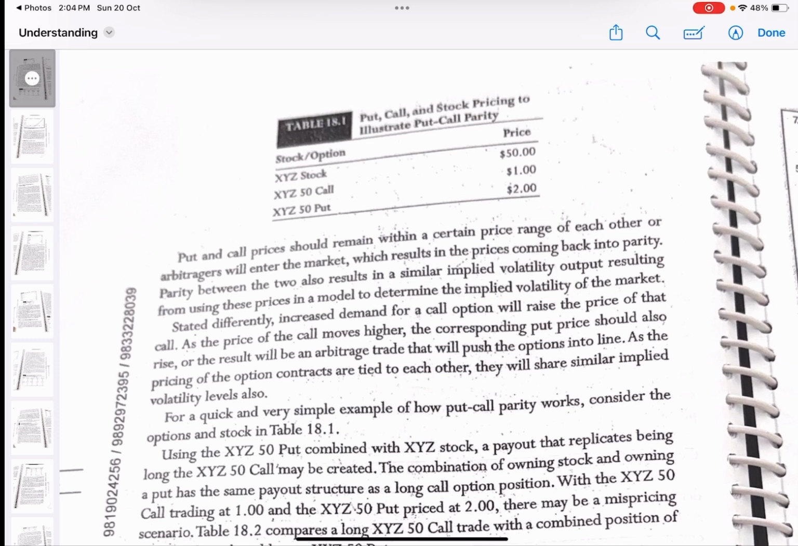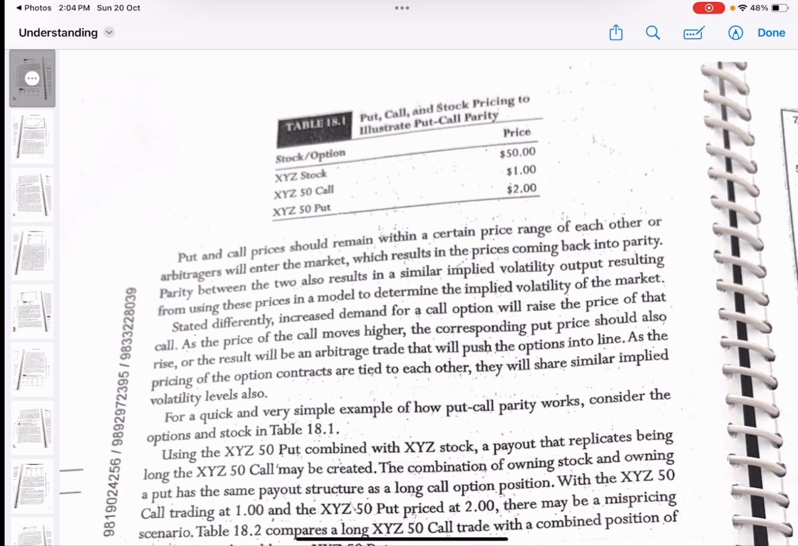Okay, let's look at this table over here. They have given an XYZ stock. The price of the stock is $50. The price of the call option with a 50 strike price is $1 and the 50 put option is $2. Now, put and calls should remain within a certain price range of each other, right? We just discussed that. Why should it be in a particular range? Because if not, then people will come and take advantage of the mispricing, and they are known as the arbitrageurs.